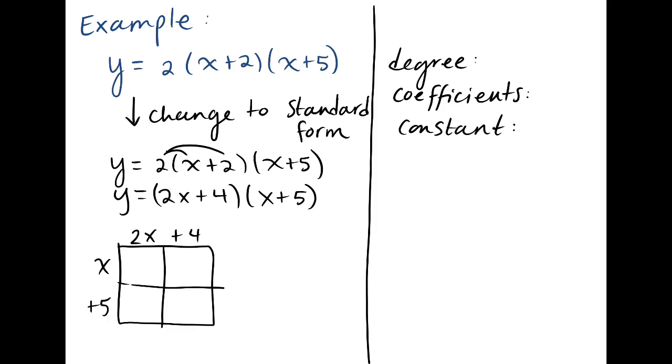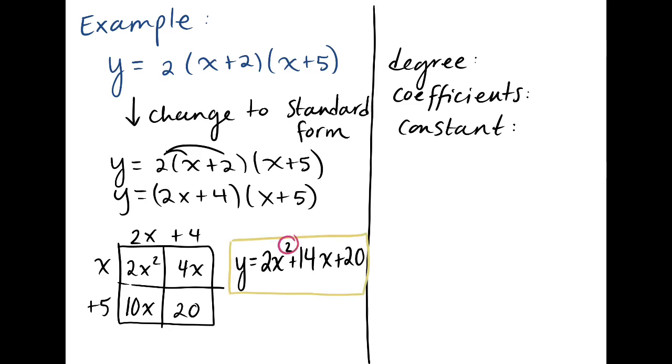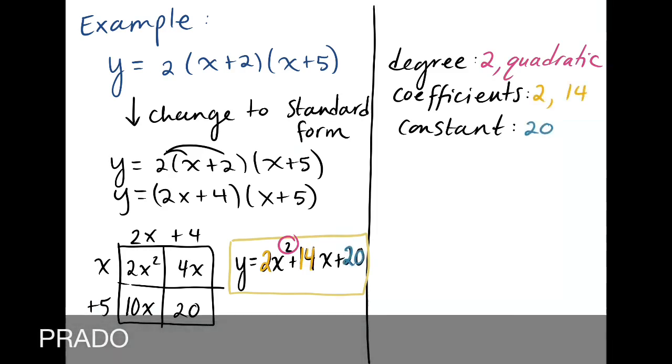And then let's use our box to help us multiply this out. So 2x squared goes on the top left, 4 times x is 4x, 2x times 5 is 10x, 4 times 5 is 20, and we get 2x squared plus 14x plus 20. So the degree would be 2, that's the highest exponent. The coefficients would be 2 and 14, and the constant would be 20.